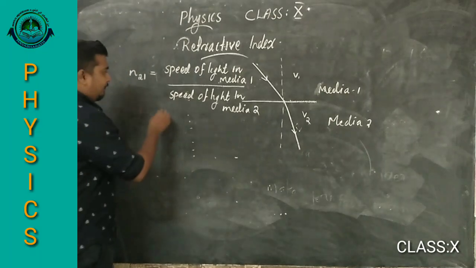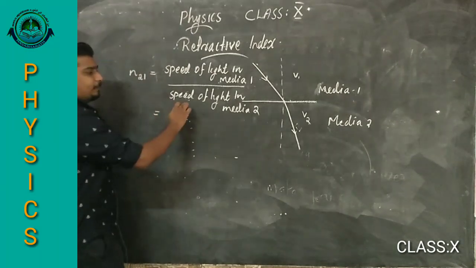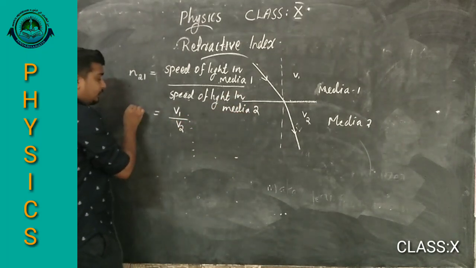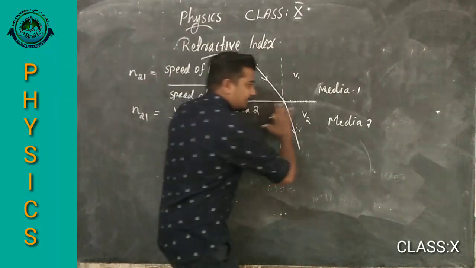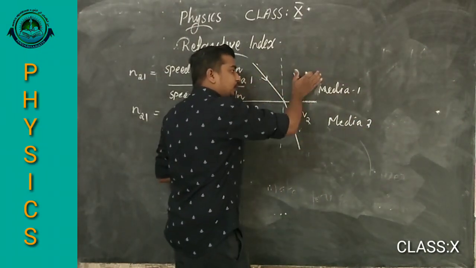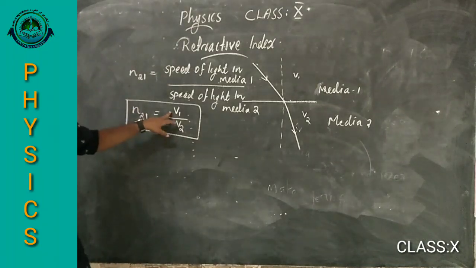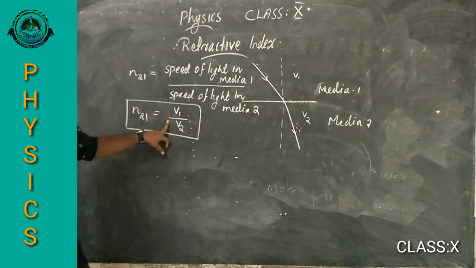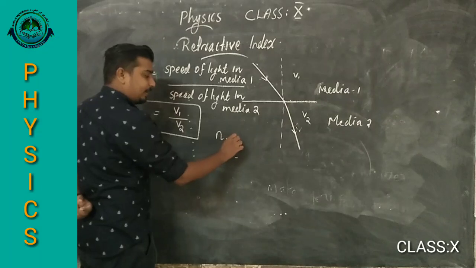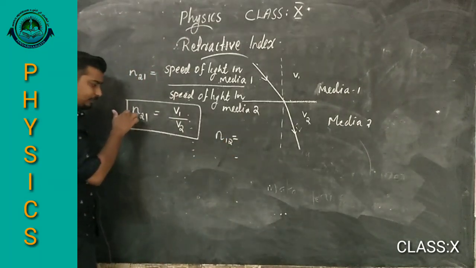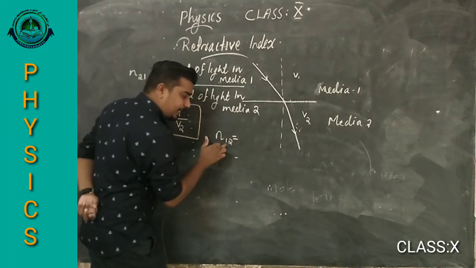Okay, that means here what is the speed of light in media 1? v1 divided by, what is the speed of light in media 2? v2. That is the refractive index of second media with respect to first media, equal to the ratio of speed of light in first media to the speed of light in second media. Clear? And similarly, what is the refractive index of first media with respect to second media?